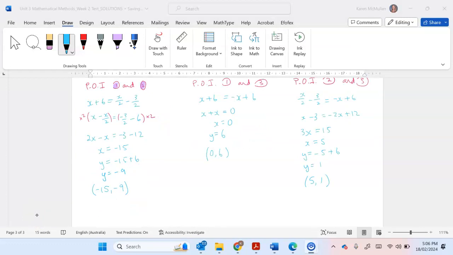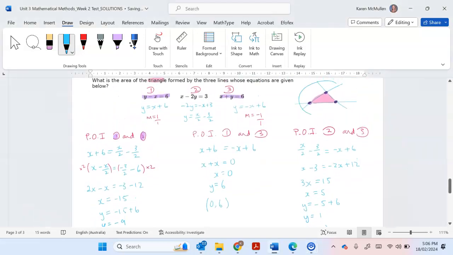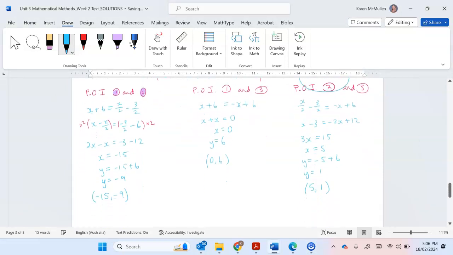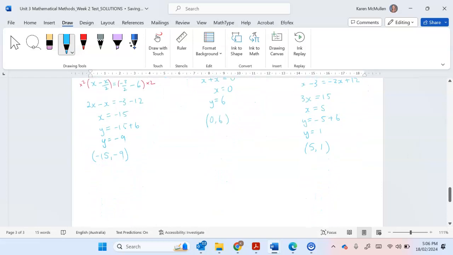Alright, good on you for doing those. I know you did. I'm hoping you did. Okay, so we've got our 3 points of intersection for our triangle, which we've got here. Now we have to find the distance between them. Now, if you were sketching this, you do know you only need the distance between 2 points, because we don't need the hypotenuse, because we're only to do the area of a triangle, we only need the base and the height. So if I'm sketching, I might do just a quick sketch of this, just so I know which points are which.